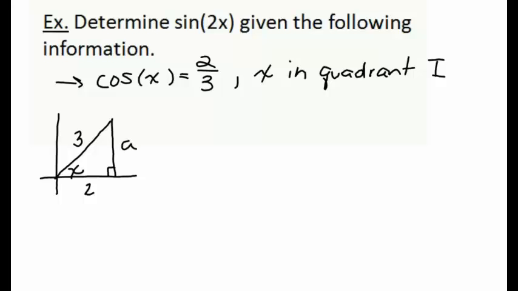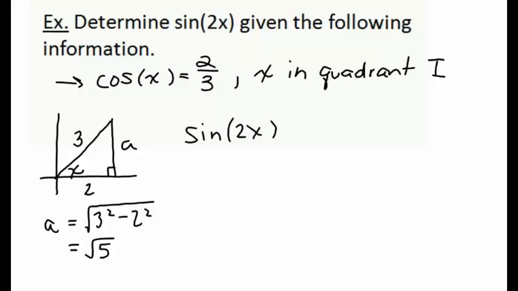So our missing side, let's call it a. A is equal to the square root of 3 squared minus 2 squared, or that's going to be the square root of 9 minus 4, which is the square root of 5. Now that we know all three sides of this right-angled triangle, we could determine any of our trig ratios that we need for the question. In particular, we want to evaluate sine of 2x, which we know is equal to 2 times sine of x times cosine of x.